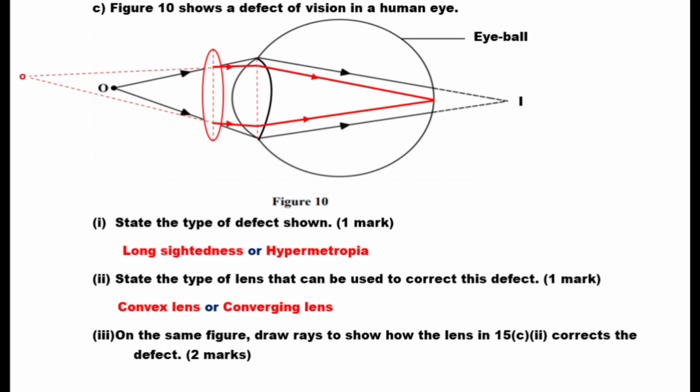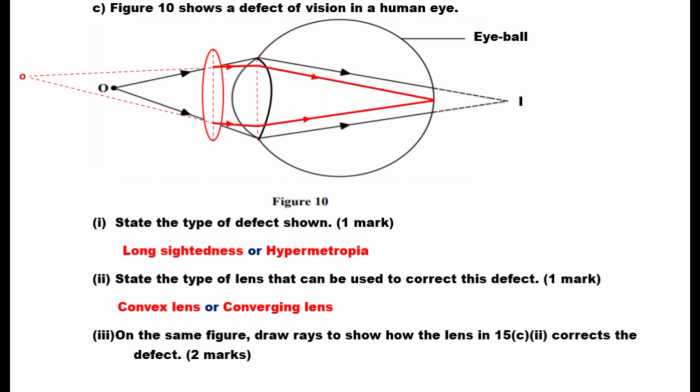State the type of lens that can be used to correct this defect. You realize that because there is a converging far beyond the retina where the image is supposed to be formed, you need to converge these rays before where they are converging. That is why we are using a converging lens or a convex lens.